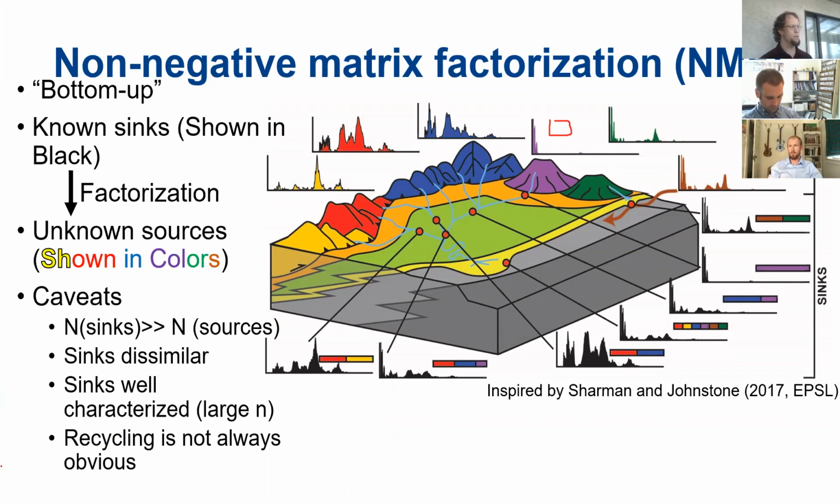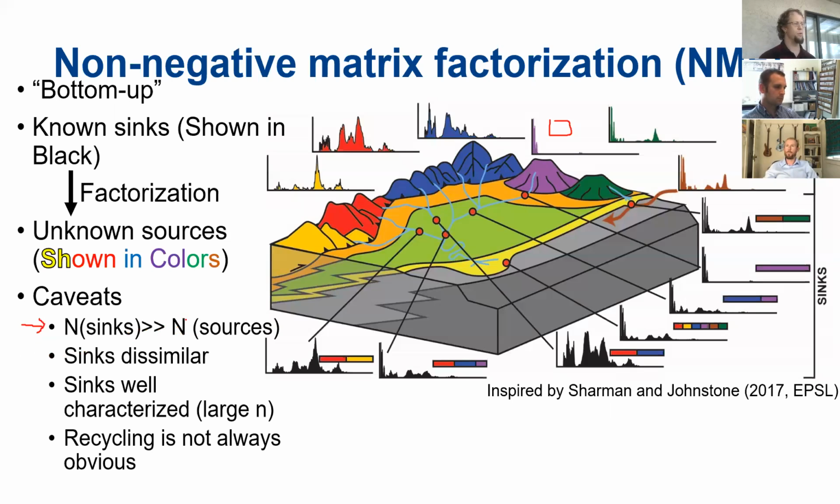So there are some caveats that we need to acknowledge going in. One of the things that we need in order to apply this method is that the number of our sinks has to be much larger than the number of our sources. My rule of thumb is about 2 to 3 times as many sinks as you expect to find sources. So if you've got 20 sink samples, you're probably not going to be able to identify more than between 7 to 10 sources. It's just that your data is limited.